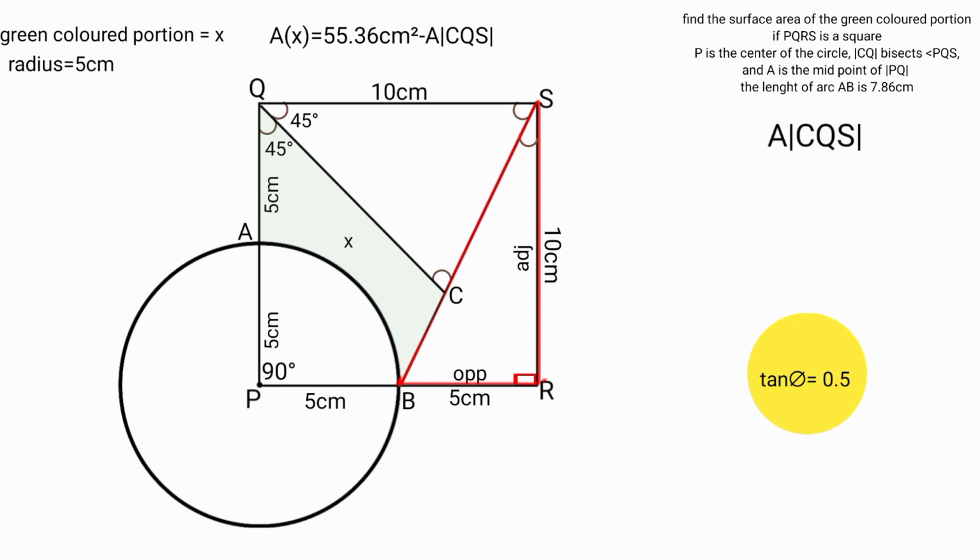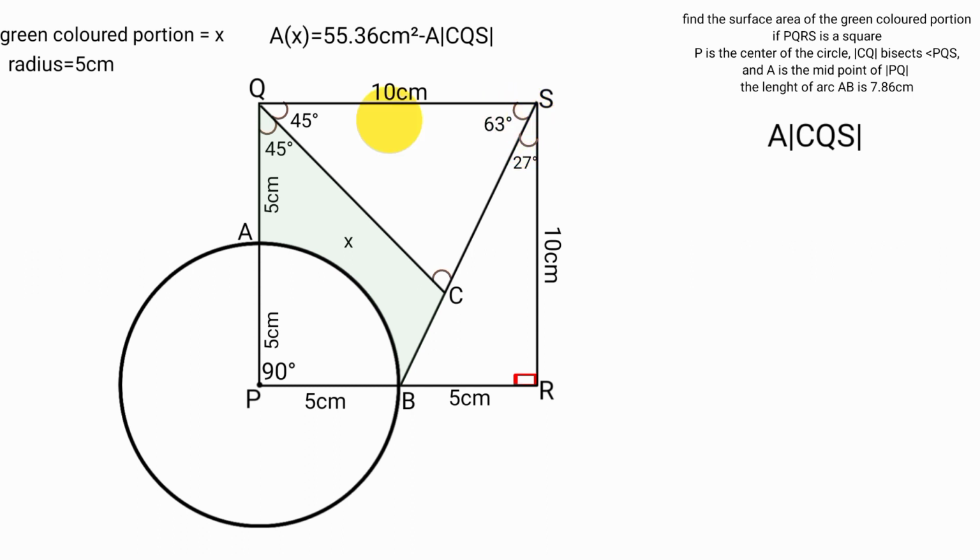To find the value of theta, we find the tan inverse of 0.5. So theta equals tan inverse of 0.5, which equals 26.5651, approximately 27 degrees. So this angle here is 27 degrees. And if this angle is 27 degrees, this must be 90 degrees minus 27 degrees, because the angles of a square are right angles. 90 degrees minus 27 degrees is 63 degrees.